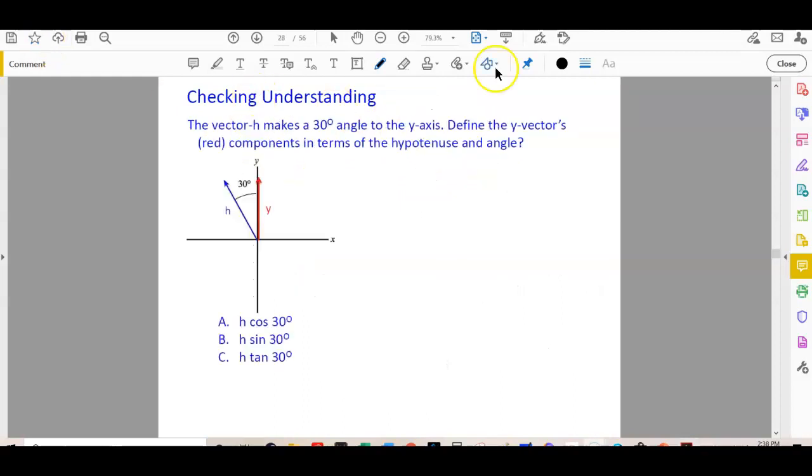Let's try another one. So suppose you are given the vector H and you're given this angle 30 degrees. What is the vector Y in terms of H and 30 degrees? Will it be H cosine of 30 degrees? Will it be H sine of 30 degrees? Or will it be H tangent of 30 degrees? Go ahead and try it out, and let's see what you get. Okay? Pause the video now.